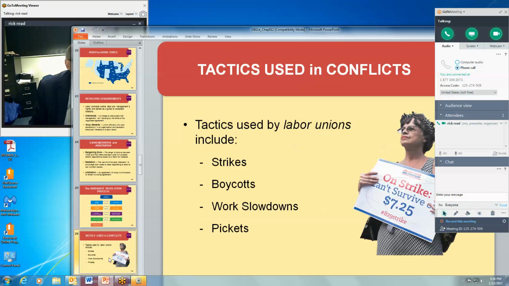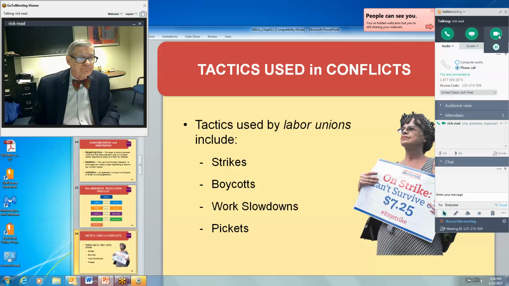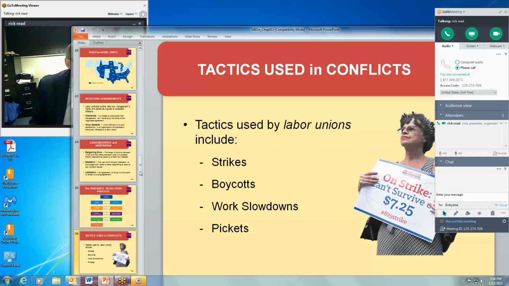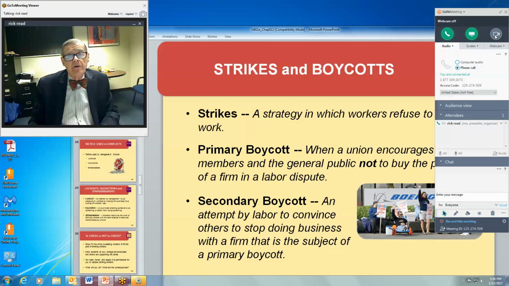Here's what unions will do. They'll strike. They'll boycott. They'll have a work slowdown, that's often known as working to the rule. They won't work any overtime. And then they'll picket. That means they'll have people walking outside the place of employment, usually with signs that say management's unfair because of such and such. A strike says nobody's going to go to work.